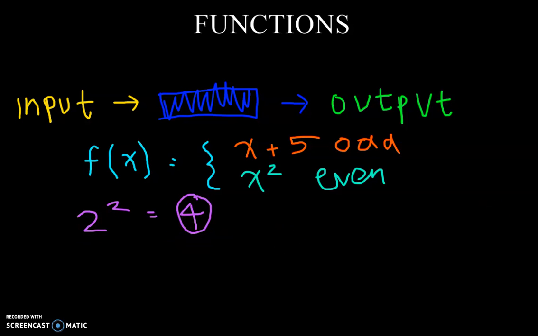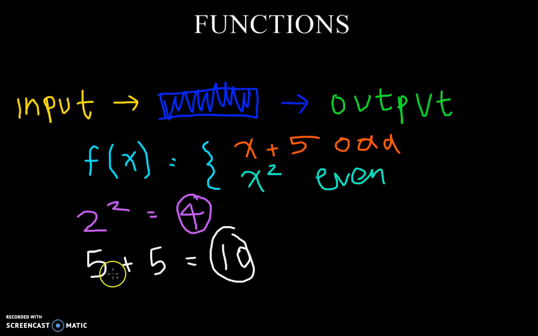So let's do another number. Let's make it 6. Or yeah, 5. Let's make it 5. So 5 will be our input, and it's odd, so we'll add 5. 5 plus 5 is 10. 10 will be our output. Our input was 5. Our output is 10.